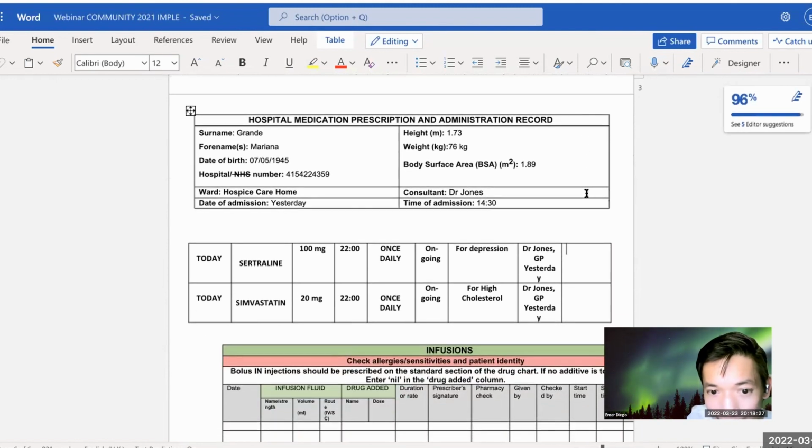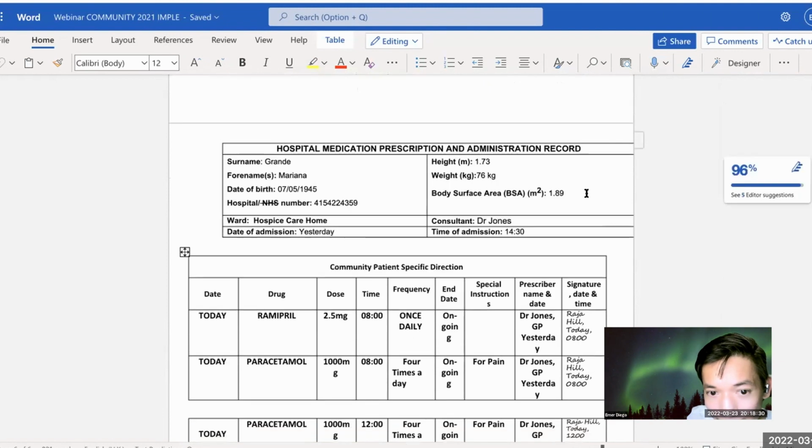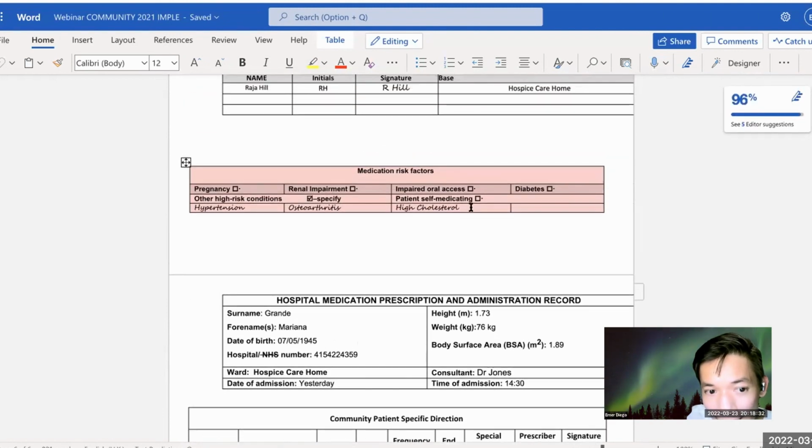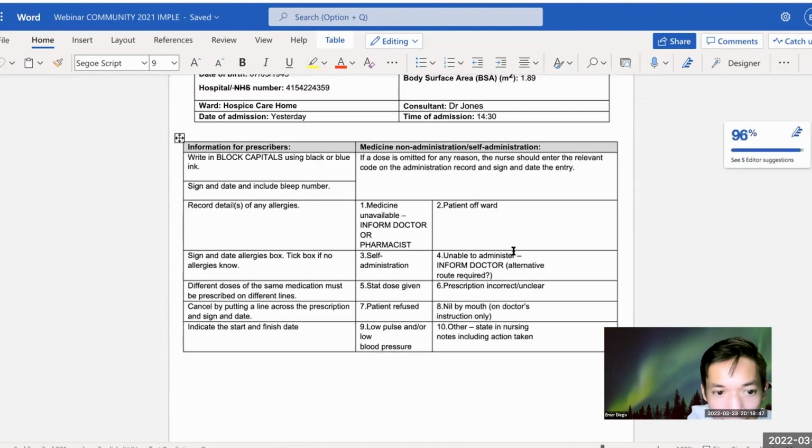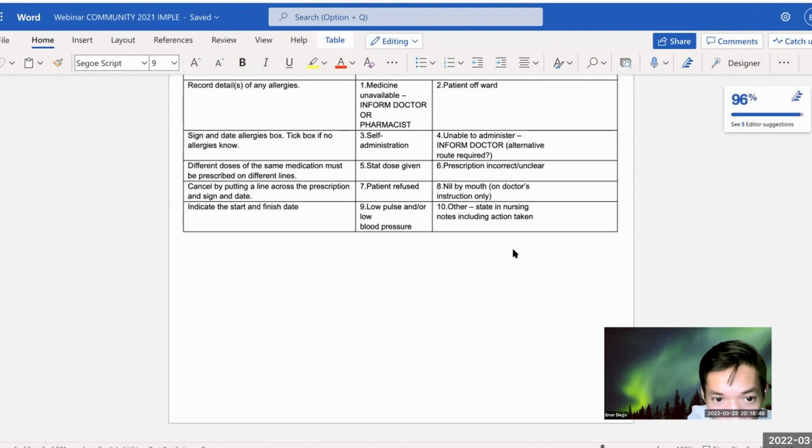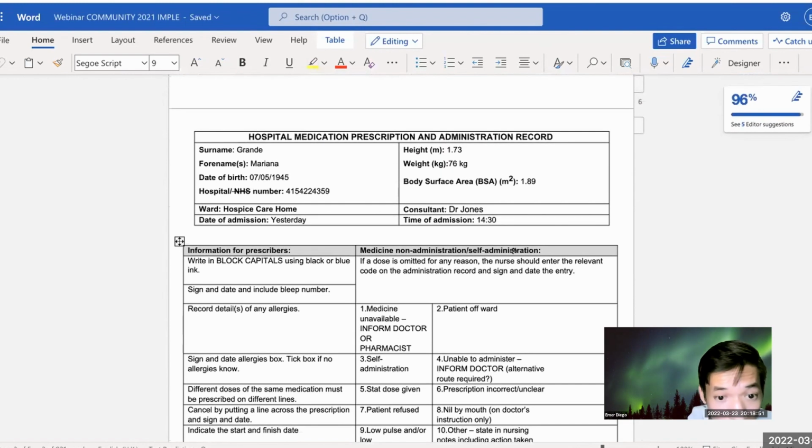Remember my tip earlier on the medication risk factors? All of the following are listed, except for hypertension. So the last page is your information and the codes. It's set up differently on your community drug chart because the codes will be written at the end of your drug chart. Any questions? So how are we going to document this?